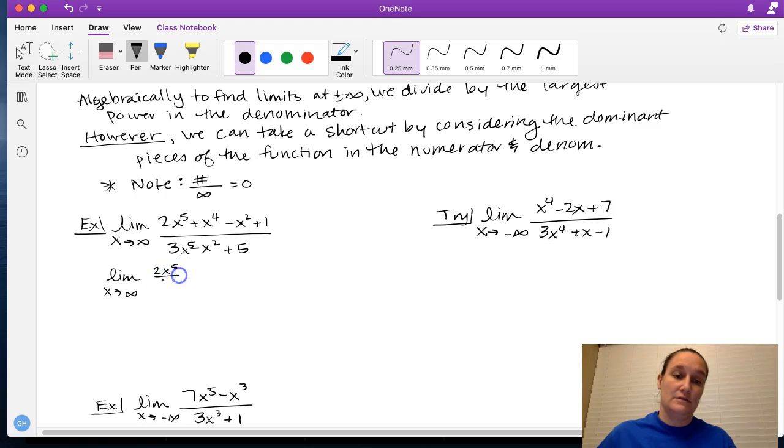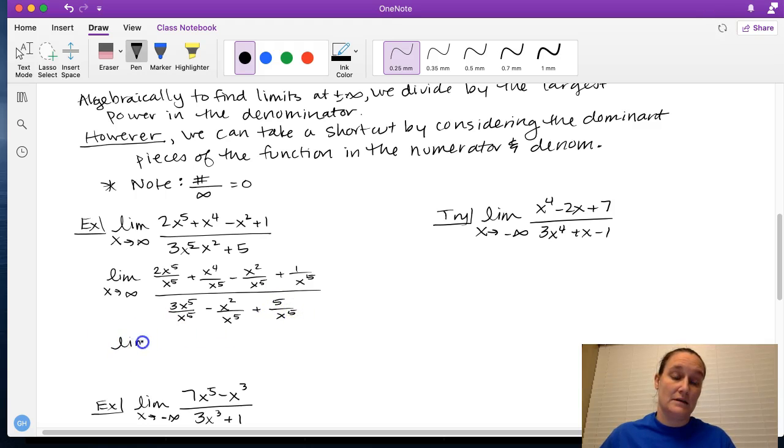So 2x to the 5th over x to the 5th, plus x to the 4th over x to the 5th, minus x squared over x to the 5th, plus 1 over x to the 5th. Why did I pick such a long function? And then the denominator, 3x to the 5th over x to the 5th, minus x squared over x to the 5th, plus 5 over x to the 5th. I know that denominator looks funny because I wrote it weird. I'm going to cancel, and yes, we have to write the limit every time.